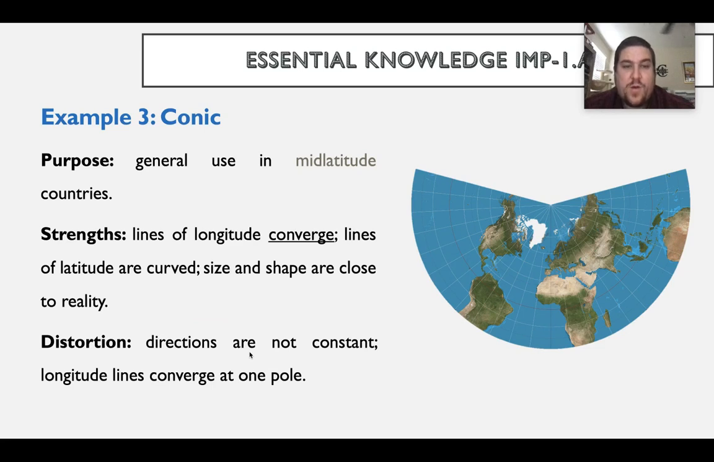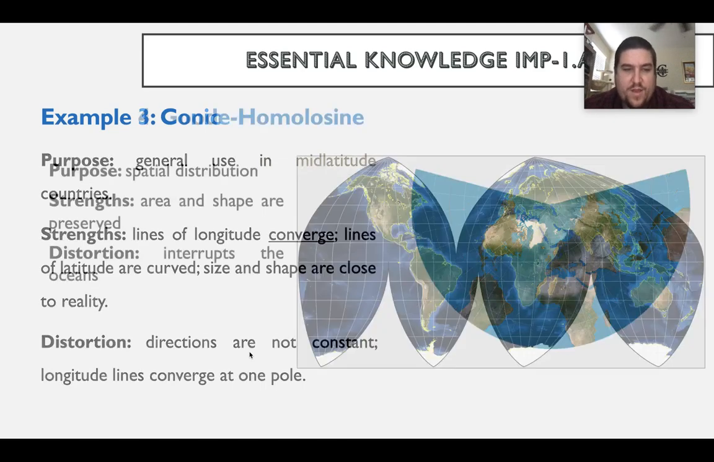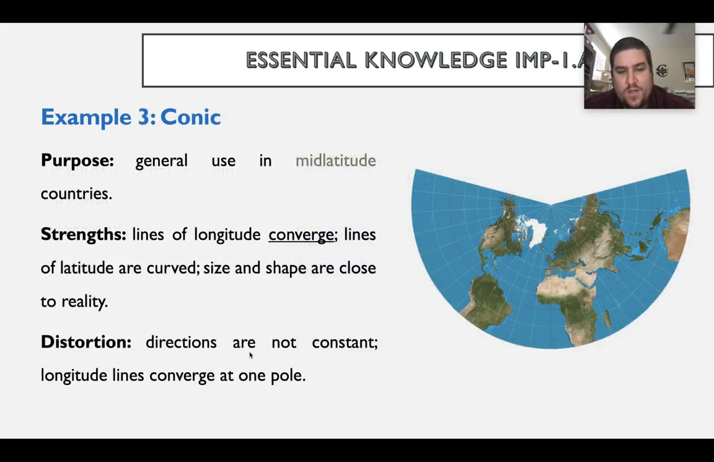Conic map, general use in mid-latitude countries. Lines of longitude converge, lines of latitude are curved, size and shape are close to reality. Directions are not constant. Longitude lines converge at one pole, which means you can't use this for navigational purposes.